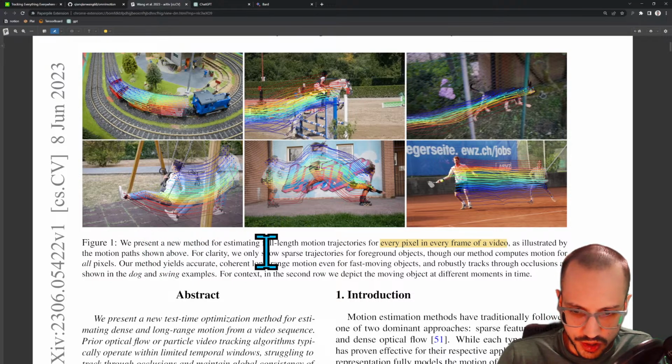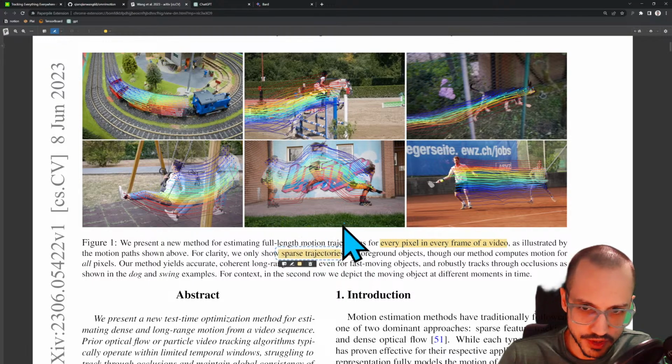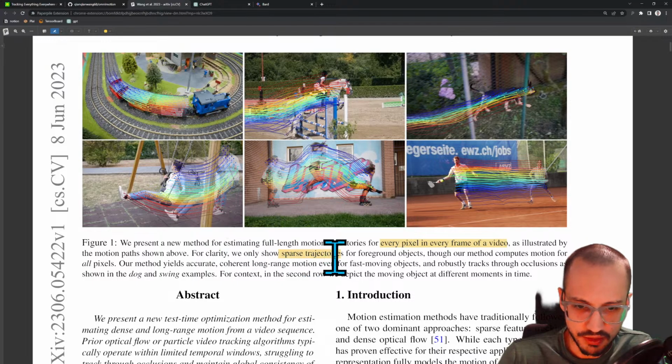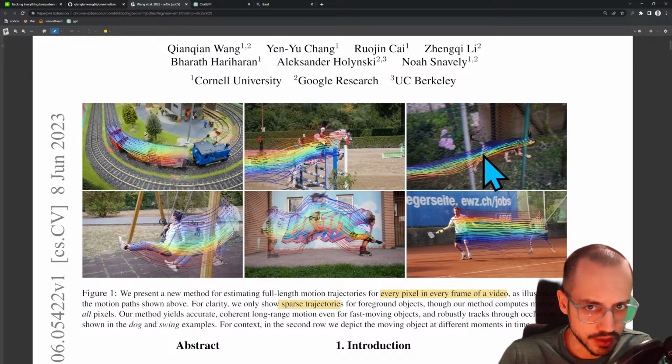For clarity, we only show sparse trajectories for foreground objects, though our method computes motion for all pixels. Okay, so sparse trajectories refers to that here you only see maybe a couple dozen trajectories, but really the method is working for all the pixels. Our method yields accurate, coherent long-range motion even for fast-moving objects and robustly tracks through occlusions as shown in the dog and the swing examples. So here in this example with the dog and this example with the swing, the dog goes past these posts, the person goes past this post, and it's able to track through that.